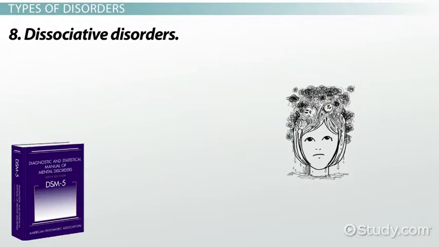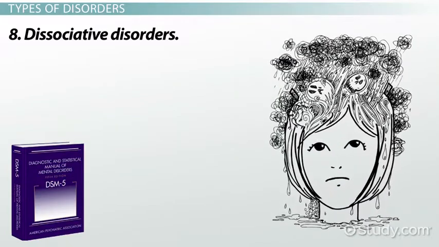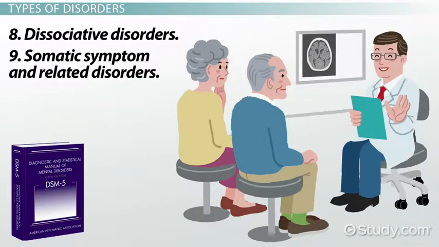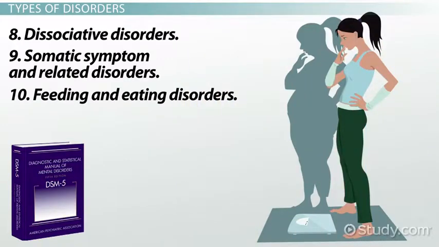Number 8, dissociative disorders. Sometimes a person feels like he or she is disconnected from their psyche. Disorders like dissociative identity disorder, dissociative amnesia, and depersonalization disorder are included in this group. Number 9, somatic symptom and related disorders. Somatic disorders, like somatic symptom disorder, conversion disorders, and others, are about the way a person reacts to physical ailments, real or imagined.